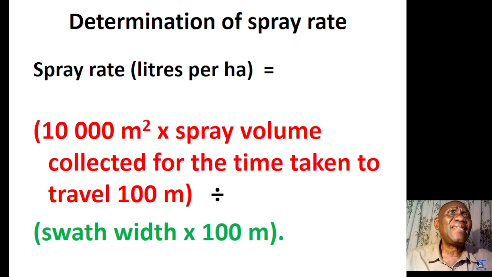Now determination of the spray rate. Spray rate is in liters per hectare. So you have 10,000 multiplied by the spray volume collected for the time taken to travel 100 meters. So you divide this by swath width times 100 meters so that you get the area sprayed, which is in green.